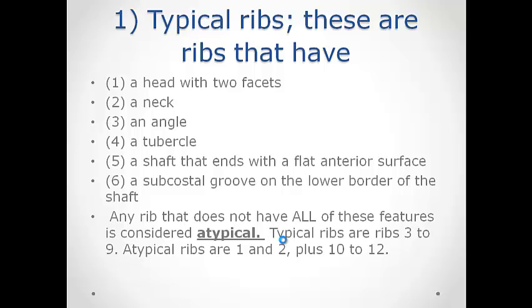So if, for example, let's say it has a neck, an angle, and a tubercle, but the head only has one facet, we do not classify that as a typical rib. So any rib that does not have all of these features is considered an atypical rib. In terms of number, the typical ribs are from ribs 3 until 9. So from 3 all the way down to 9, those are typical. Atypical ribs are ribs 1 and 2, ribs 10, 11, and 12.